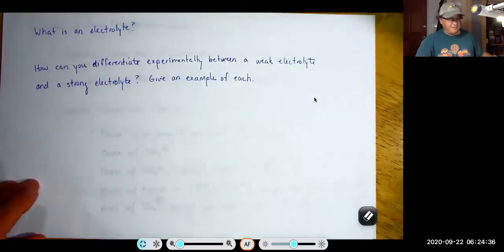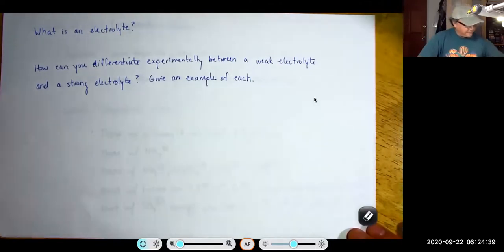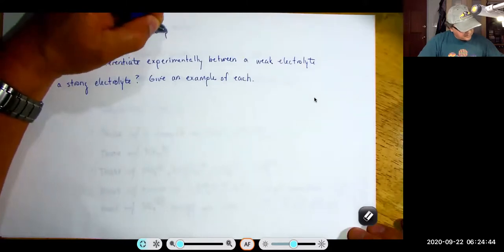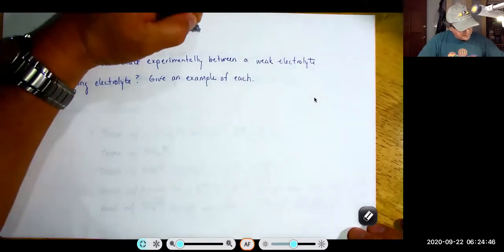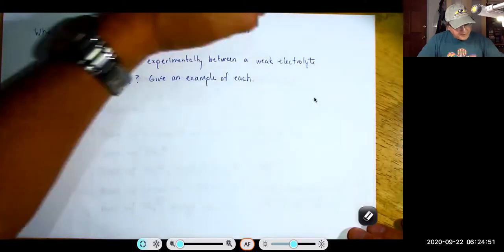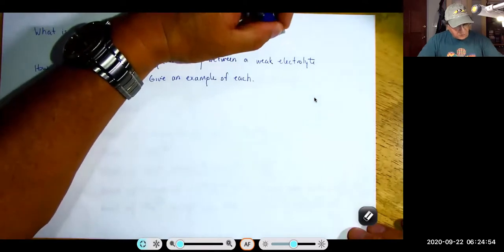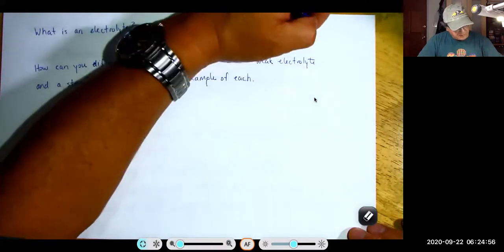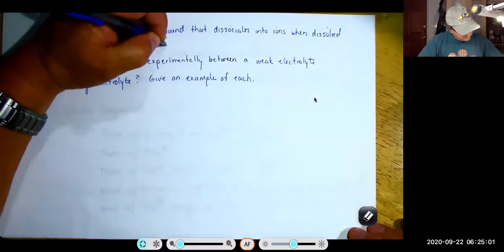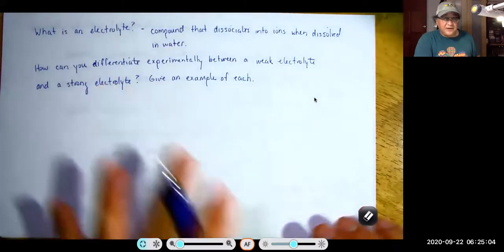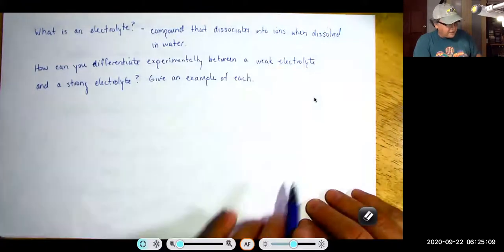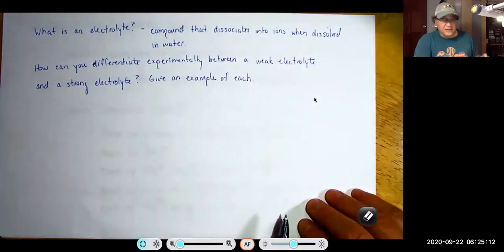So let's take a look here and say, what is an electrolyte? An electrolyte is a compound that dissociates into ions when dissolved in water. What I like about that is it's very succinct and it covers all the bases: dissociation, ions, water. Okay, so that's an electrolyte.